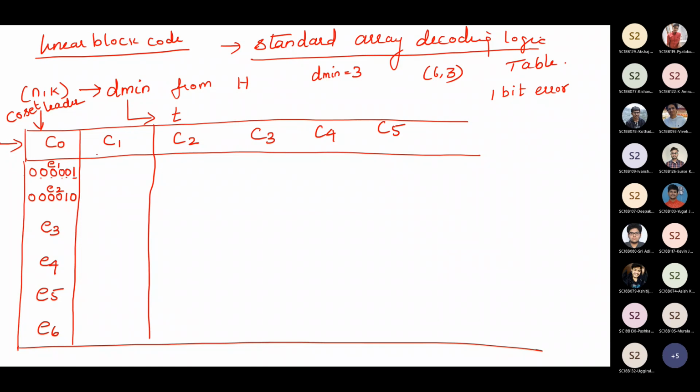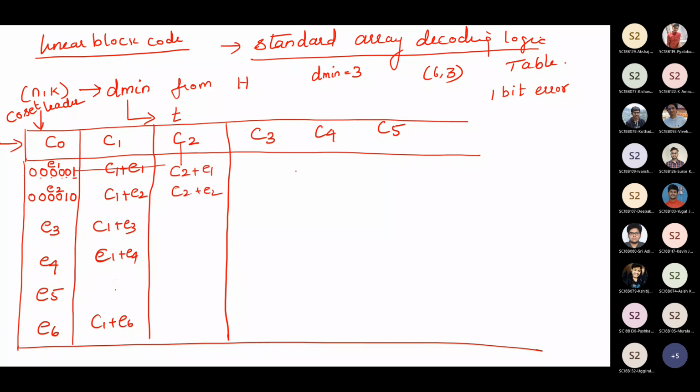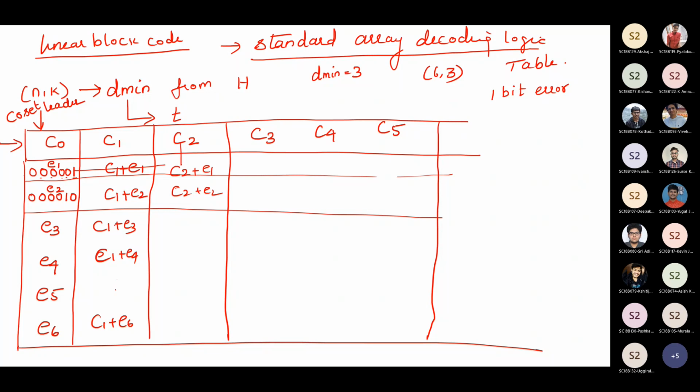The rest of the columns are filled like this: E1 is there, so C1 plus E1, here C1 plus E2, C1 plus E3, C1 plus E4, C1 plus E6. Similarly the next column is added together: C2 plus E1, here C2 plus E2. Like this we will fill the entire table.